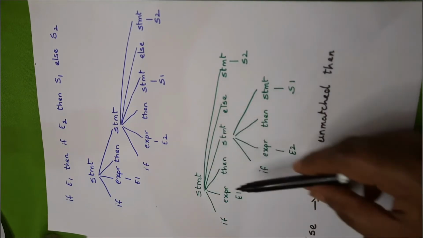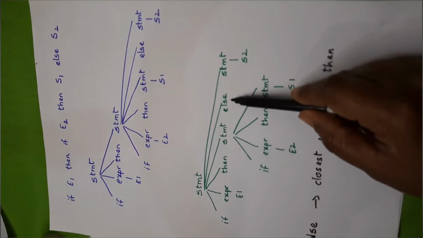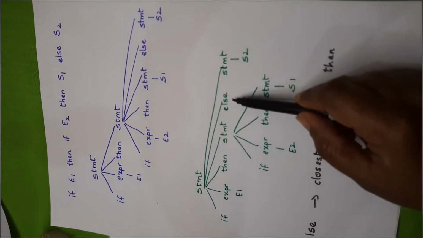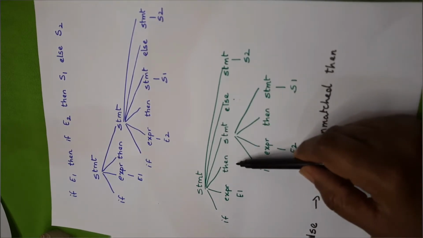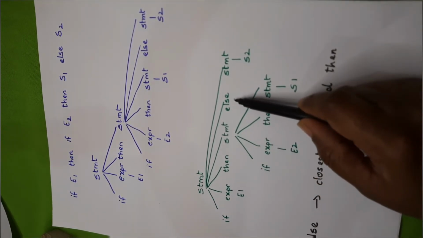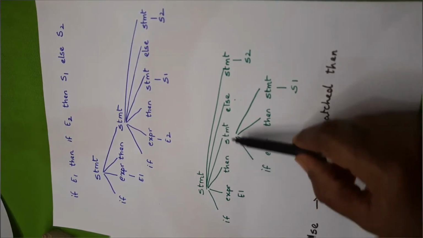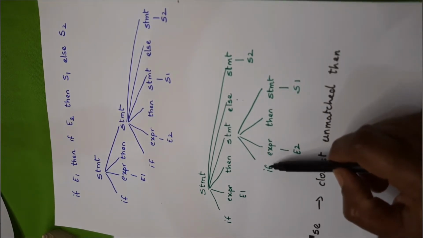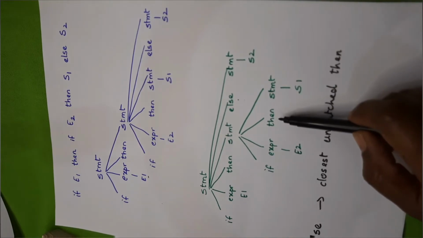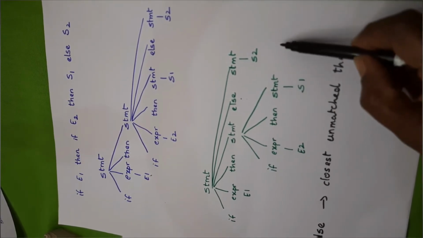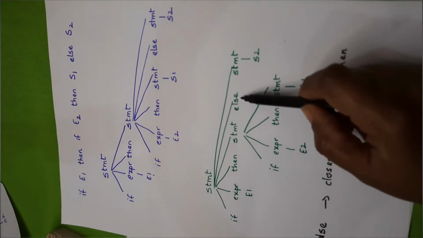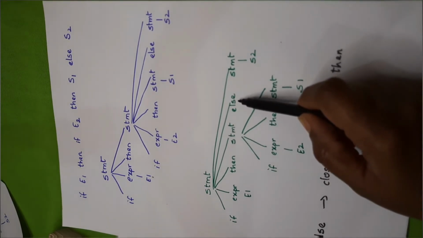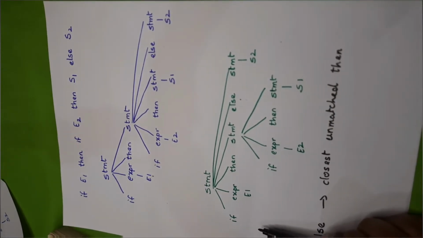So this is correct. Now coming to this one, we have else here and here we don't have else. The rule says that else must be matched with its closest then. But if you look here, this else is not being matched with its closest then. In between, the statement is being expanded to an if statement with only one then. So this statement doesn't have an else, and this else will be matched with this then. So this then is not the closest then to this else, so this parse tree is actually wrong.